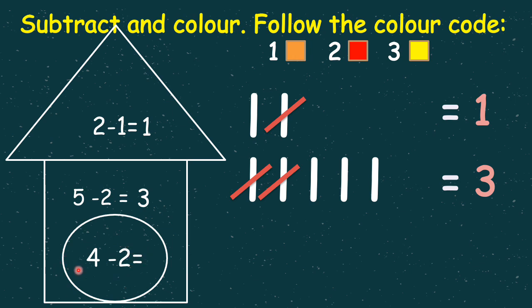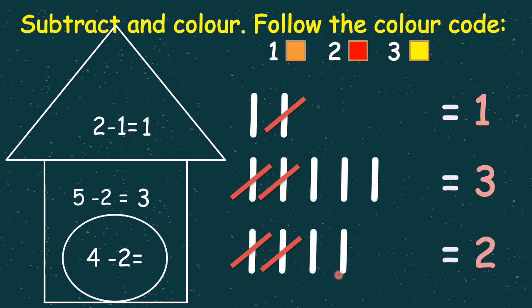Okay, and the next one, the last one here, is 4 minus 2. So you need to draw 4 lines first. 1, 2, 3, 4. And how many lines should you cross? 1 and 2. You just cross 1 and 2. So what's the answer? What is remaining? How many lines are remaining? 1, 2. You have 2 lines remaining.